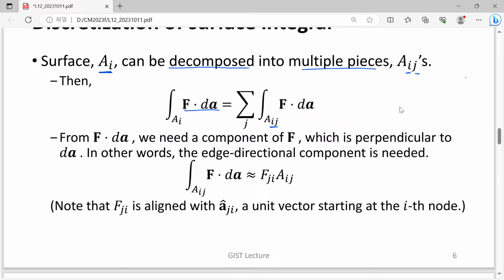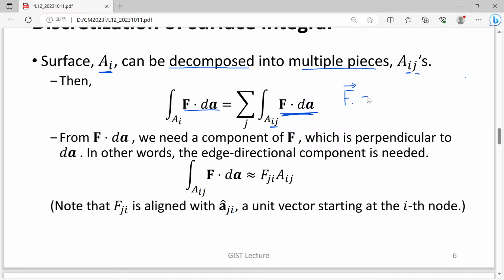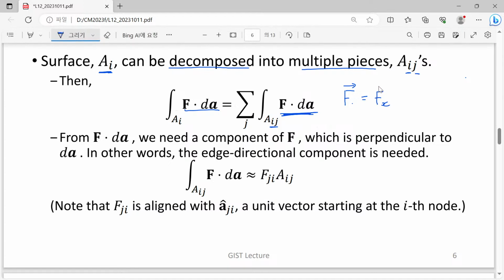So, the remaining task is to calculate this number. How can you calculate it? Of course, we must understand this one. F is now no longer a scalar quantity. F is a vector quantity, so we can write it in this way: a scalar x-directional component multiplied by the x-directional unit vector, plus Fy times the y-directional unit vector, and Fz times the z-directional unit vector. In general, we have to write it this way.